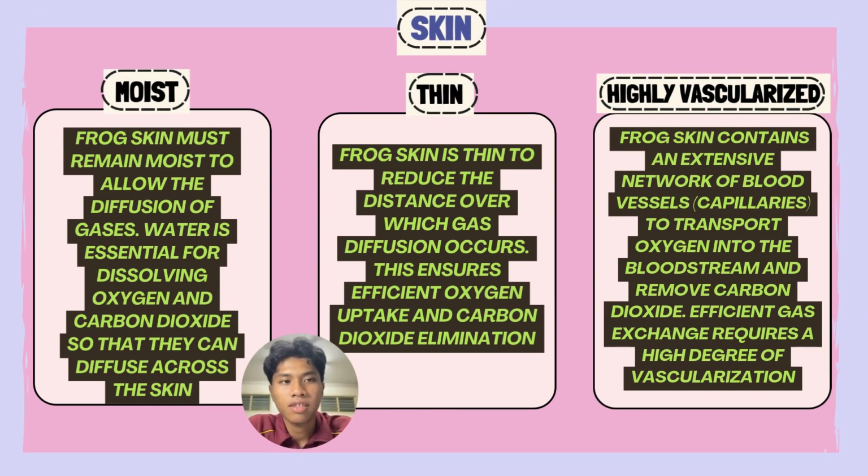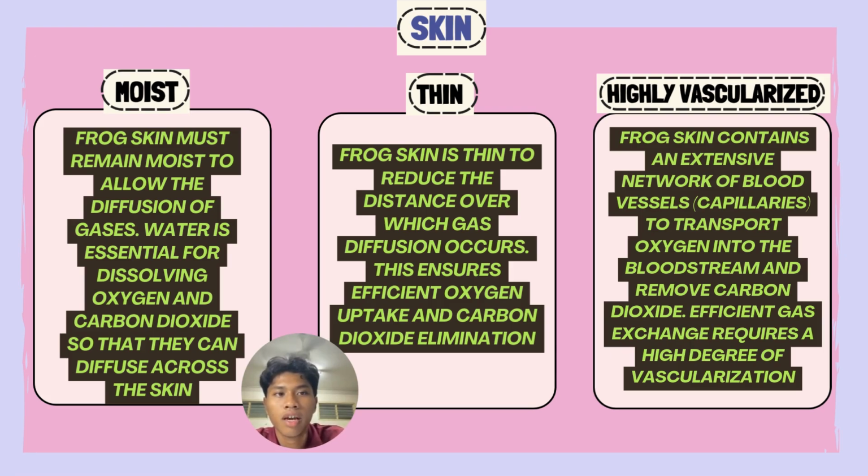So this is the characteristics about the skin. First, the skin of a frog must remain moist to allow the diffusion of gas. Water is essential for dissolving oxygen and carbon dioxide so that they can diffuse across the skin. Second, the skin of a frog must be thin. It is to reduce the distance over which gas diffusion occurs, to ensure efficient oxygen uptake and carbon dioxide elimination.